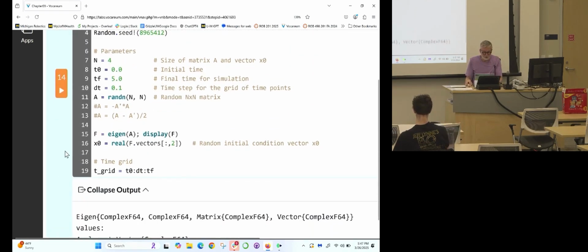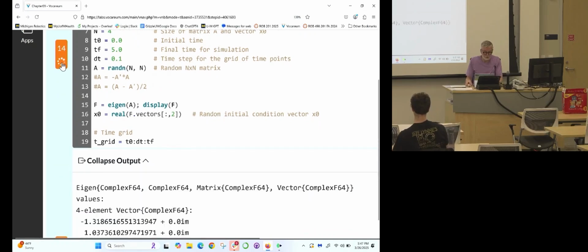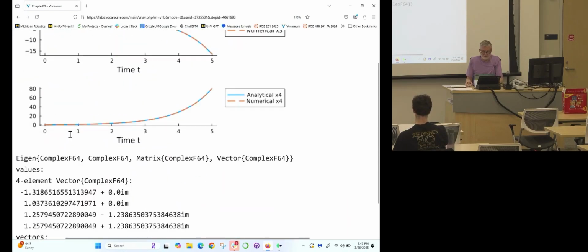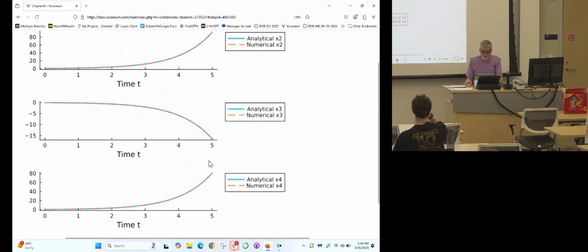Okay, so I just changed this to 2, and it's not happening. Everything's blowing up. Did I compute e to the At? No. I rarely do that. Got it.